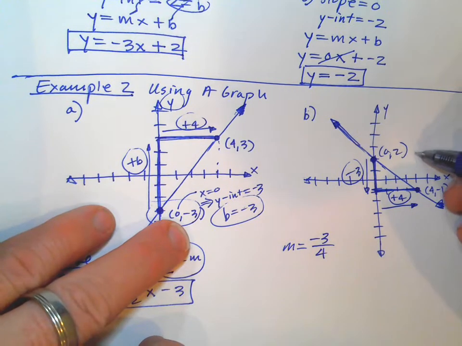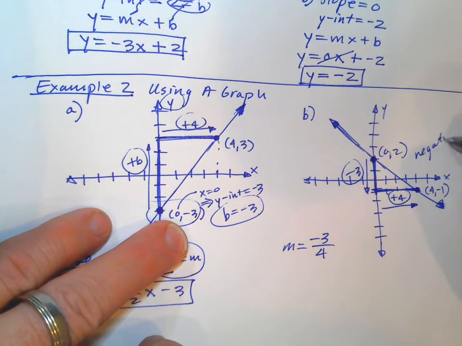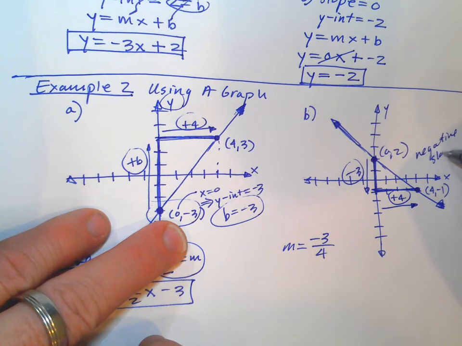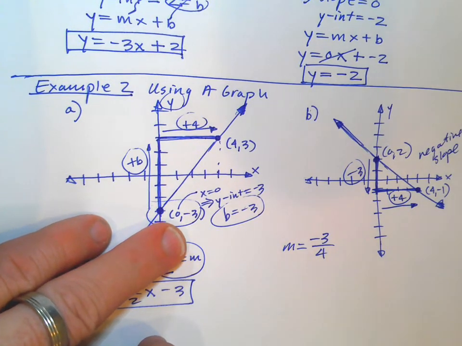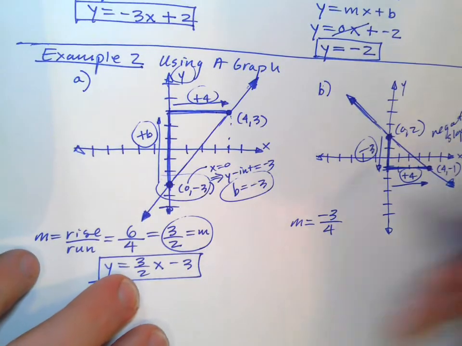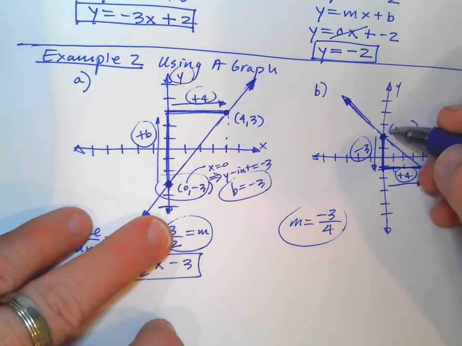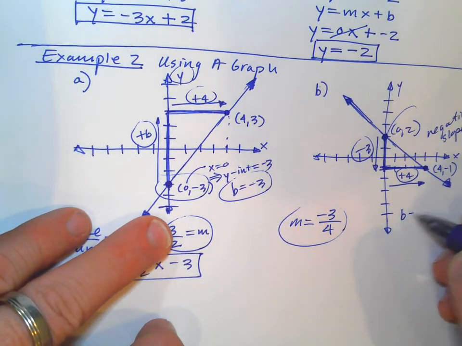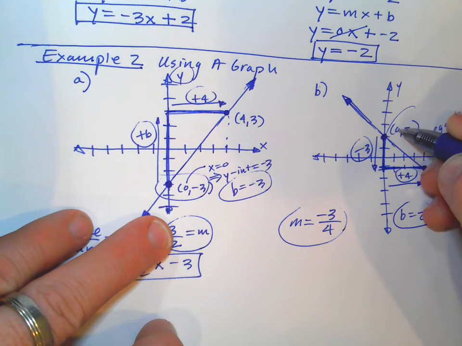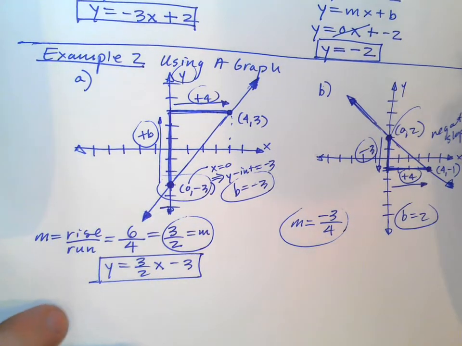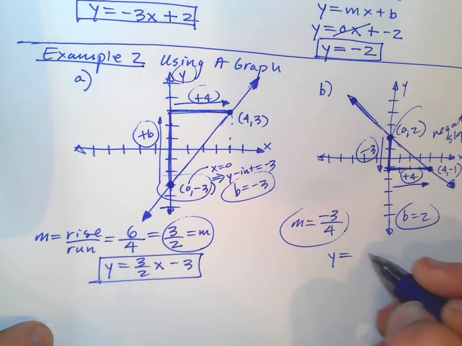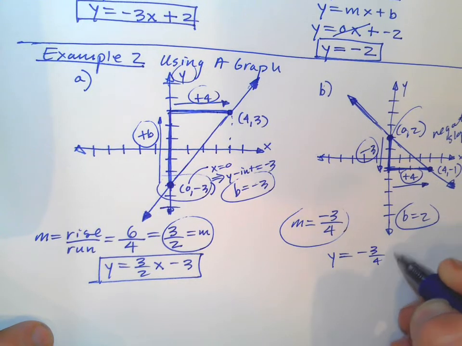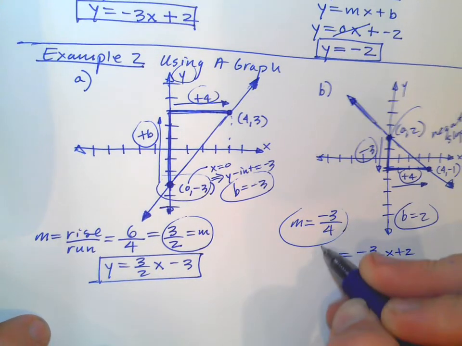This is a negative slope because it is going downhill, right? You should expect a negative slope. Now the y-intercept is right here. So b equals 2 when x equals 0. On a graph, it's what crosses the y-axis. Final answer is going to be y equals -3/4 x plus 2.